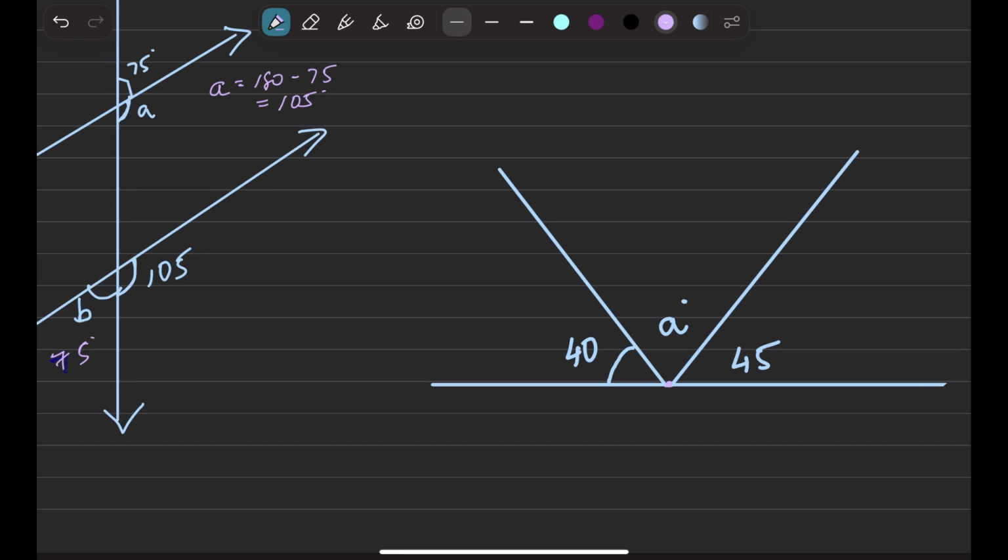Now look at this one. They're asking us to find out the value of A over here, the value of this A. This one, we have to find this. Come on, what do you think it will be?